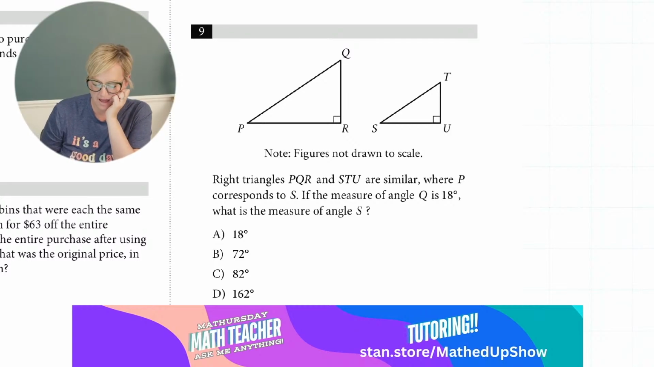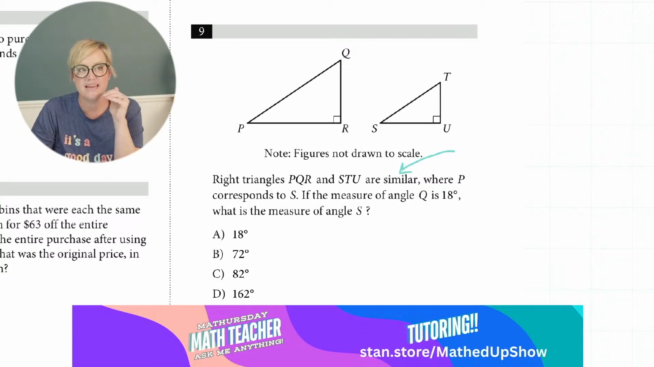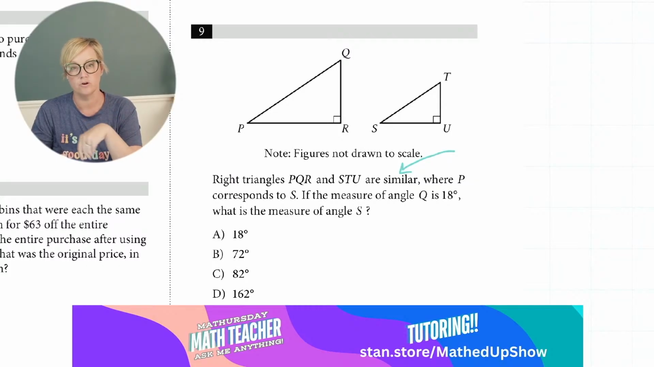Okay, so we've got a lot of information in this problem, right? So we've got right triangles PQR and STU are similar. So similar means that they are not exactly the same, right? They're the same shape, but they're different sizes. Now in a similar figure, the side lengths are going to be proportional and the angles are going to be congruent.